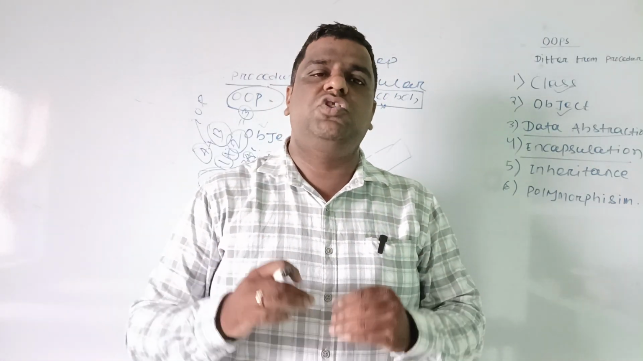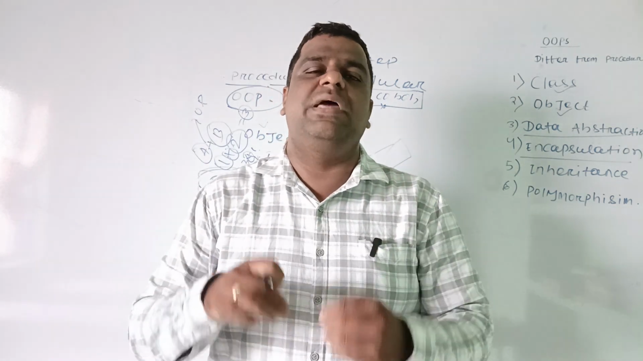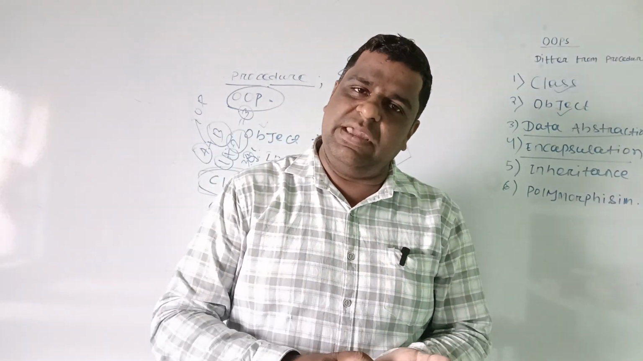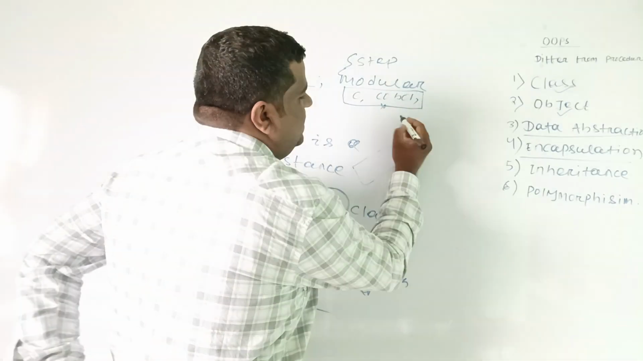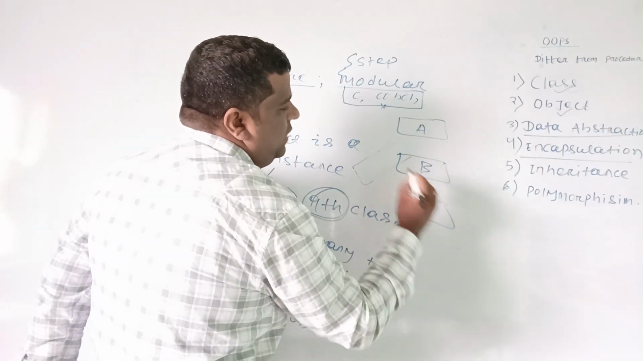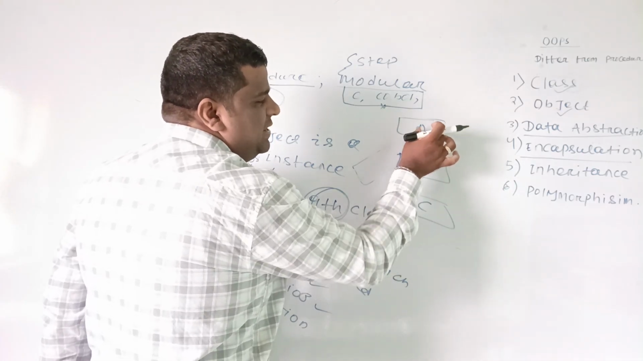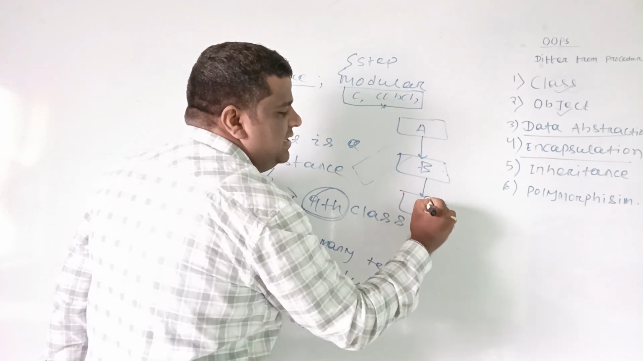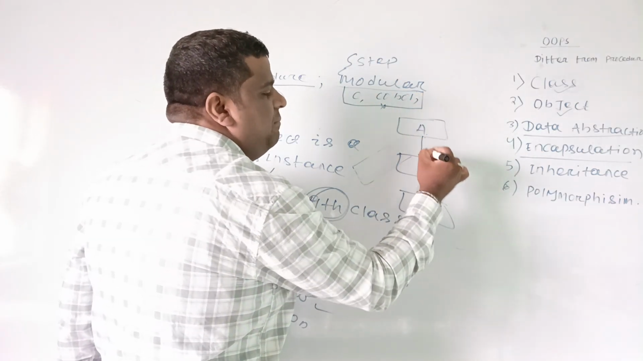Inheritance means the behavior and properties of your parent and grandparent must be present in your genes. In computer language, inheritance means this: suppose this is A, this is B, and this is C. A is your grandfather. All the properties of a grandfather must be present in your father. B is your father and C is you. You acquire all the same properties and behavior of A and B.